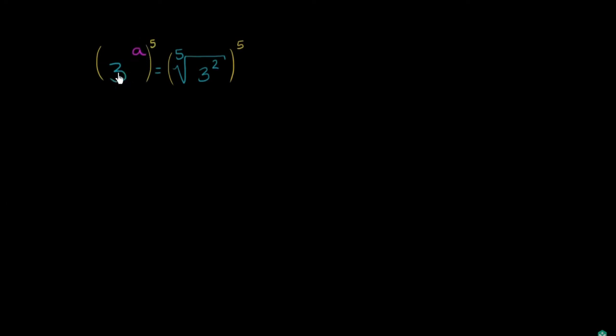Now, this left-hand side, we just have to remember a little bit of our exponent properties. 3 to the a to the 5th power. And if we want to remind ourselves where that comes from, that's the same thing as 3 to the a times 3 to the a times 3 to the a times 3 to the a times 3 to the a. Well, what's that going to be equal to? That's going to be 3 to the a plus a plus a plus a plus a power, which is the same thing as 3 to the 5a power.